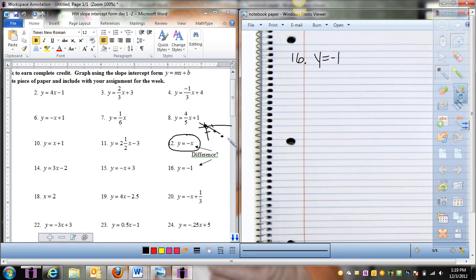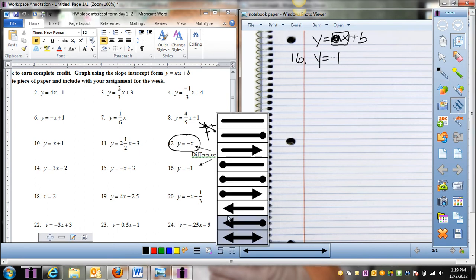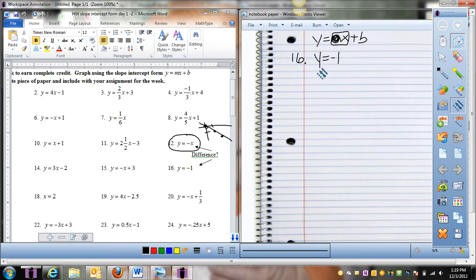Well, this one doesn't have the x. So you know what that means when it comes to y equals mx plus b? That means the slope is 0, and the 0 cancels out that x. So all you have is y equals b. So if you think of a line here, okay, let me make my axis first. There's my y-axis, there's my x-axis.